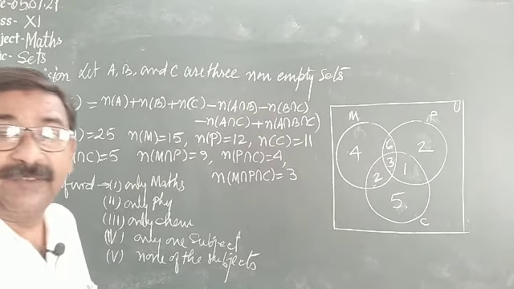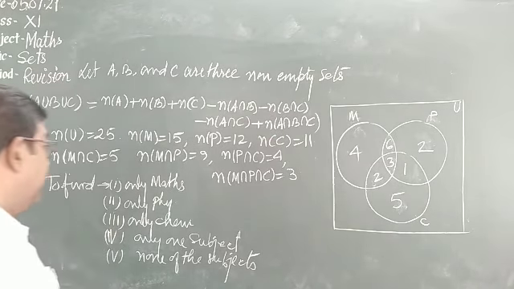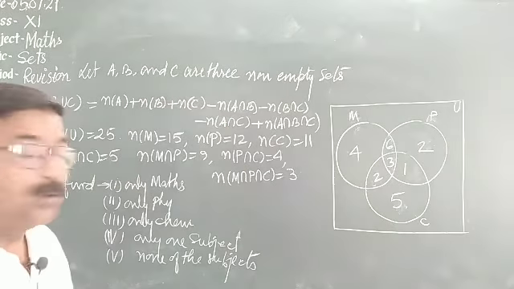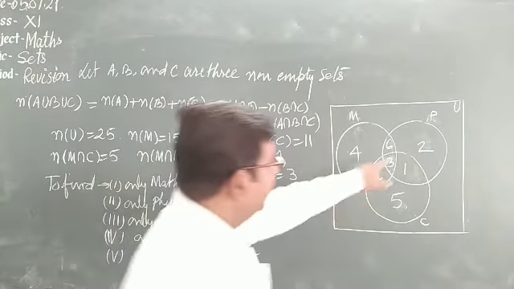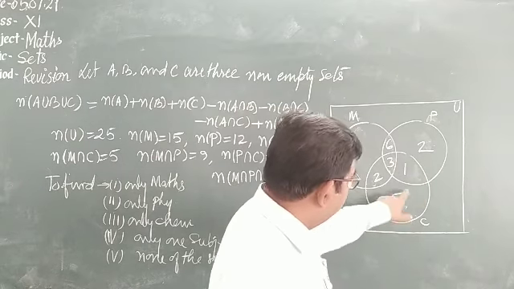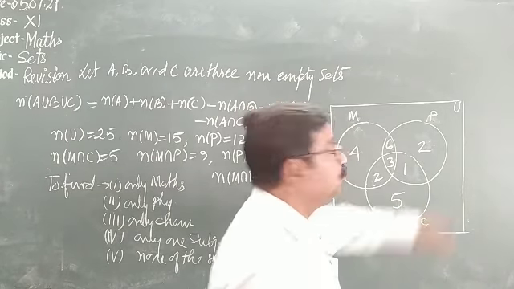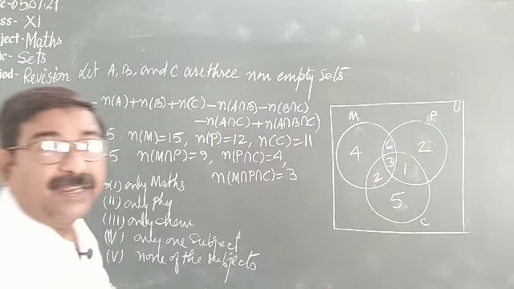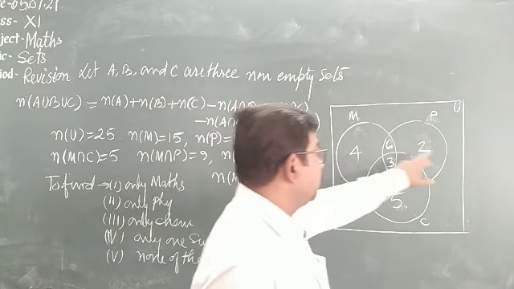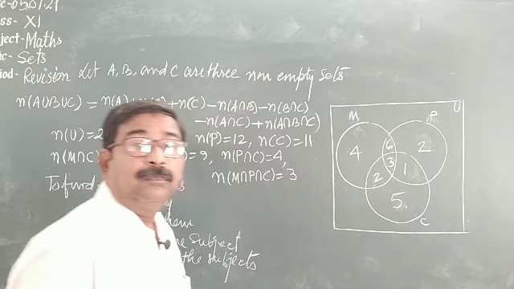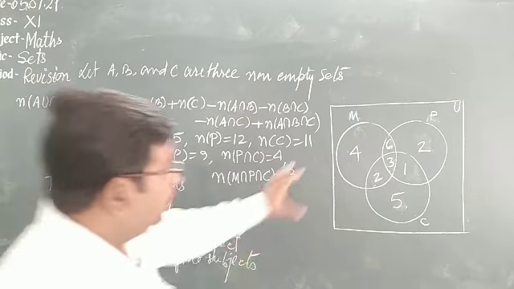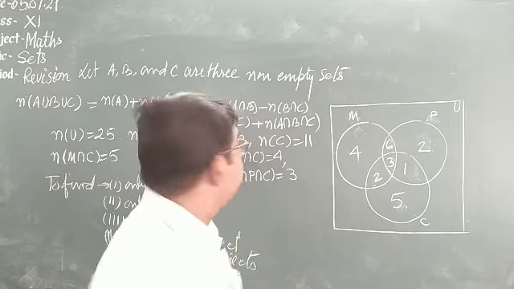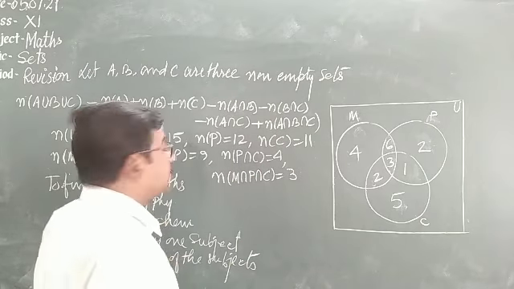Now let's find the result. Only maths: this portion is 4. Only chemistry: this portion is 5. Only physics: 2 are there in only physics. Only one subject: 4 plus 2 plus 5. None of the subjects: we add all these, that is the union, and subtract from 25, because the total is 25.